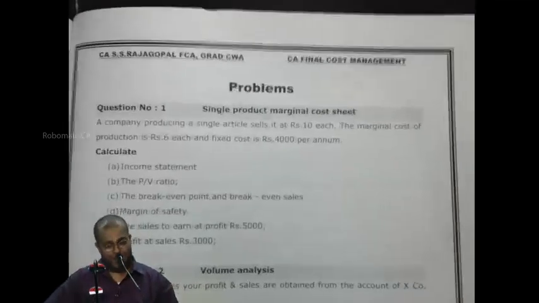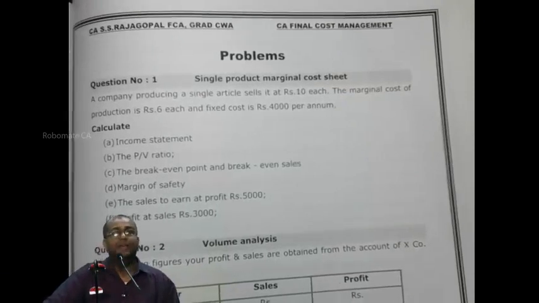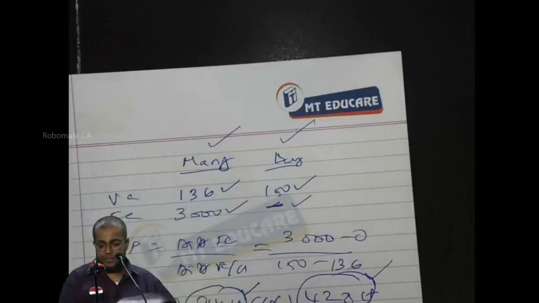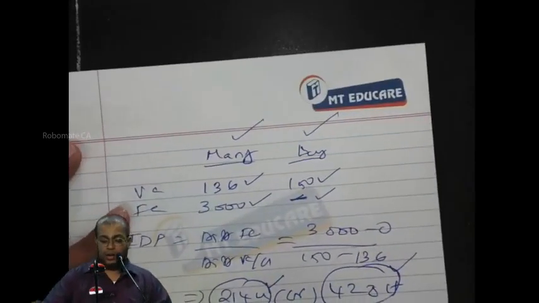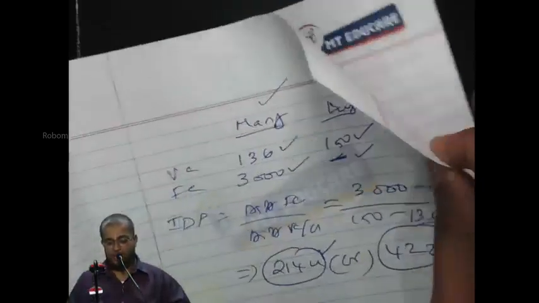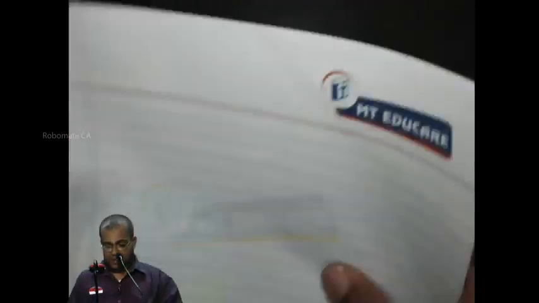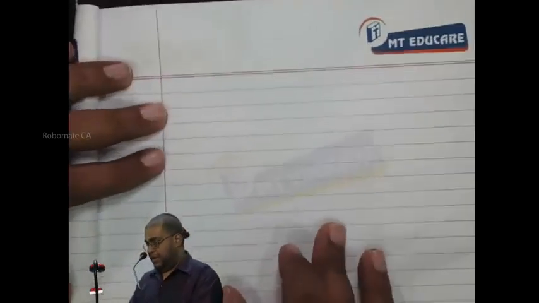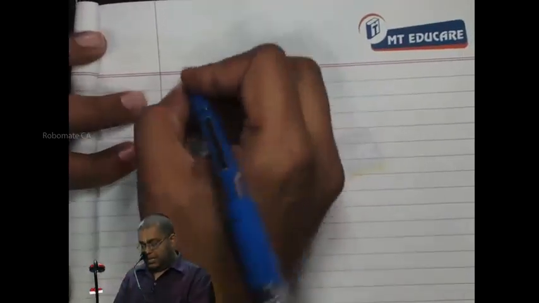First, step one. Quickly let's do step one. PV ratio, let's do it together. PV ratio or contribution to sales ratio.